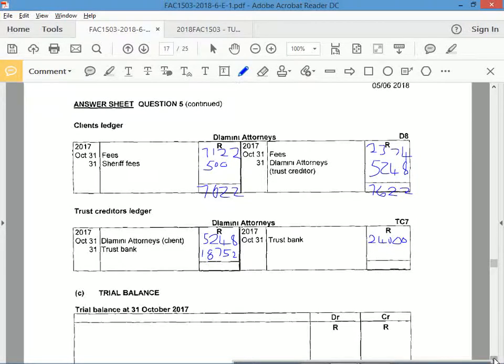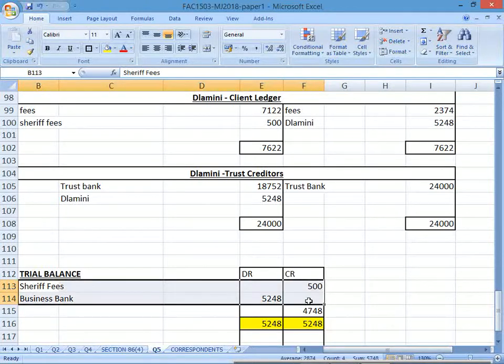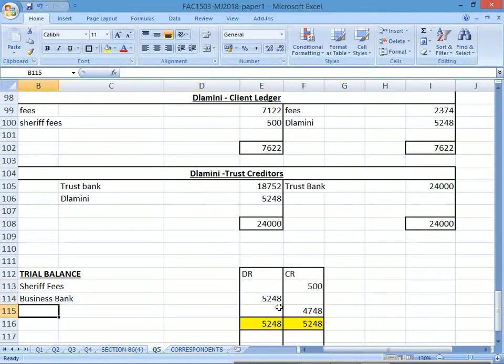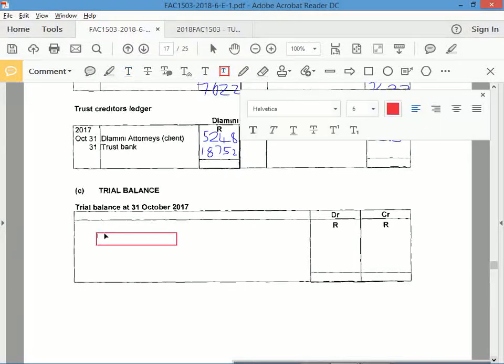Right, then the trial balance was what we had here. Sheriff fees, business bank, and oh, I didn't write a note for this one. This was the fees. Okay, so sheriff fees. What is the other one? Business bank and fee income, fees.